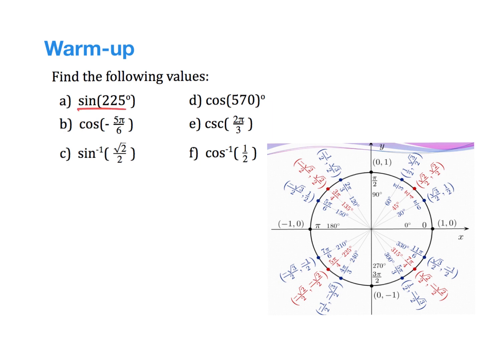So if we're going back to the warm-up problem, to look up what the sine of 225 degrees is, it's really what is the y coordinate at 225 degrees. Notice 225 is down here, and the y coordinate there is negative square root 2 over 2. So my answer would be negative square root 2 over 2.